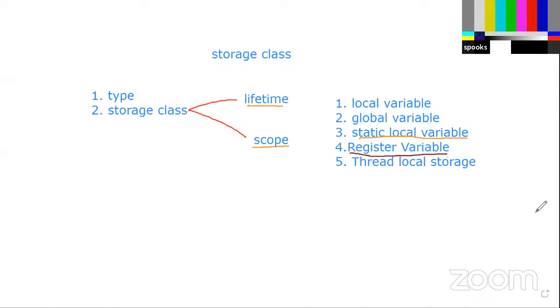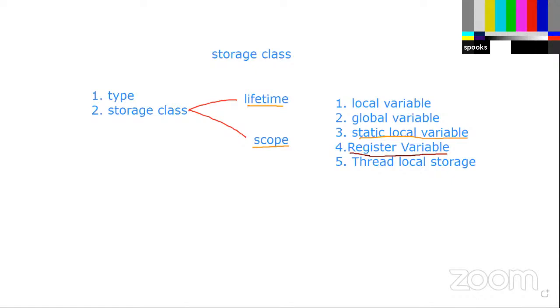This keyword was discontinued in C++11, and it should not be used. So we will not look much into register and thread storages. We will look mainly at the local, global, and static. And one thing I would like to finish by is to give you a definition of the thread local storage.